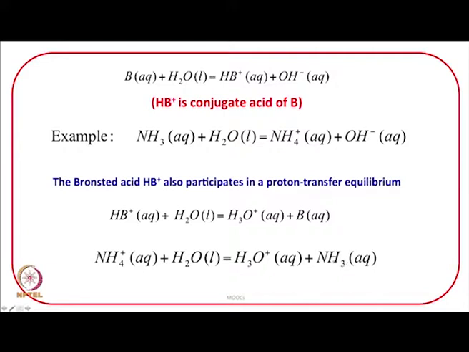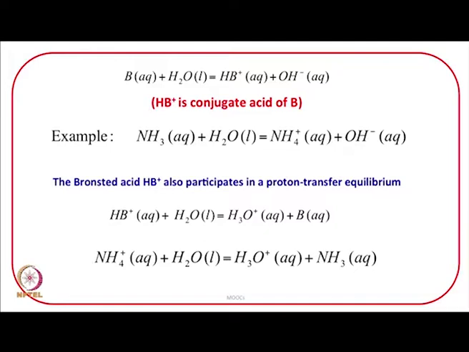The point to be noted from this slide is that when you dissolve a base into water, it forms its conjugate acid, and that conjugate acid can further participate in a proton transfer equilibrium and set up another equilibrium. Whether you talk about HB plus or NH4 plus, the Bronsted acid will donate a proton to water and form hydronium ion. We need to keep all these kinds of equilibria in mind.